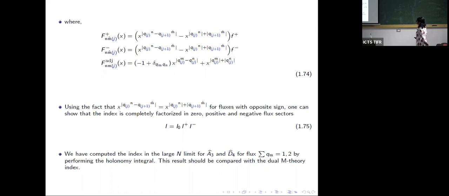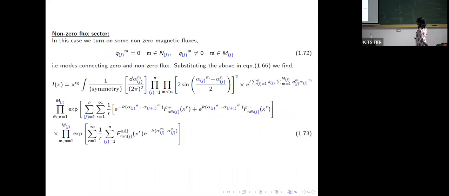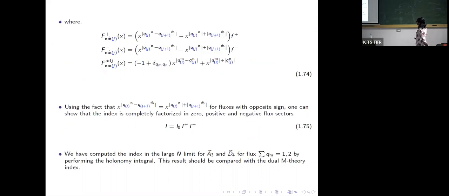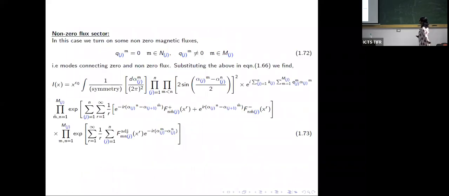The index can be an index with only 0 charges, only positive charges, and only negative charges. And then we can choose q's to be some integer. I have chosen q to be 1 and 2, and then I performed this contour integral, and one can find the large N limit of the index in some specific cases, and this result should be compared with the dual M theory index. As I said, these theories have an M theory dual in terms of AdS4 times M7. One can compute the same superconformal index that we defined on the conformal field theory side, and the index should match with the large N limit of this index.